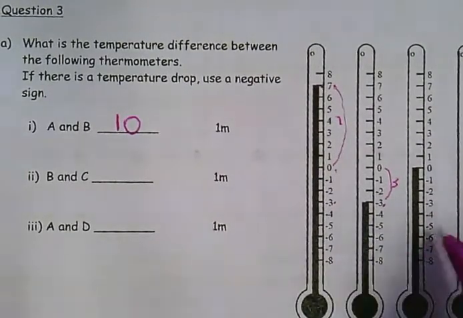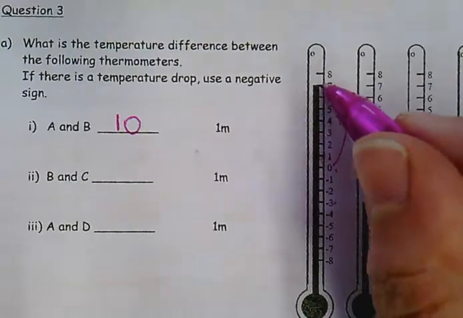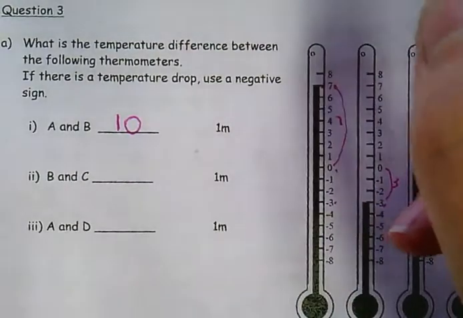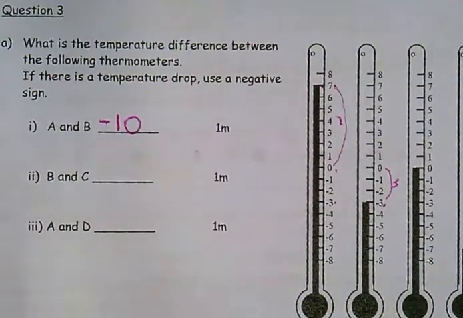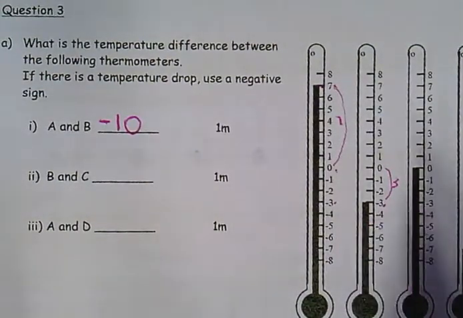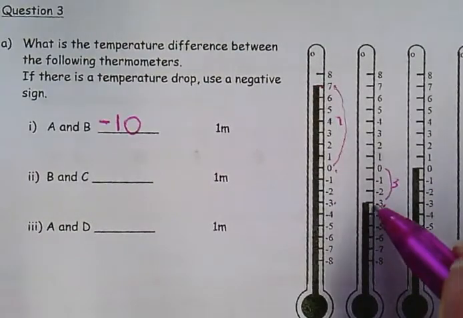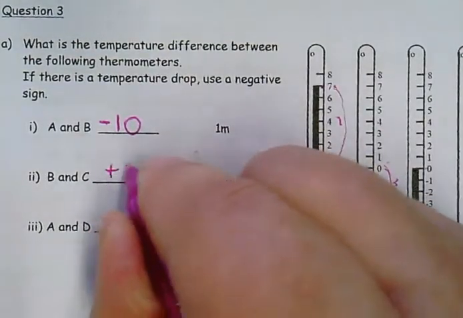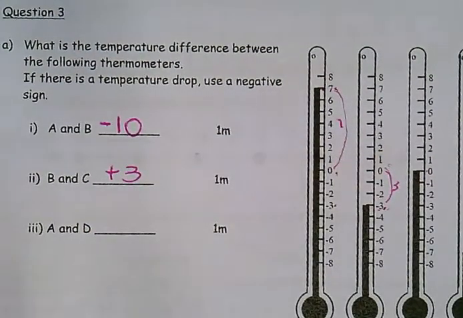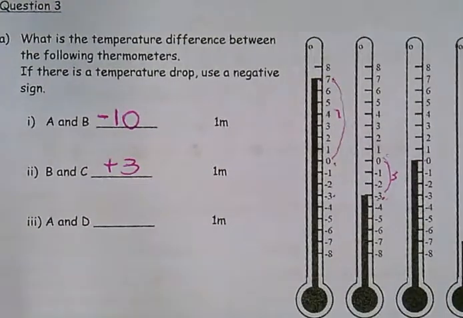Now from thermometers B to C. So that is a drop from A to B. So if there is a temperature drop, we use a negative. So we've gone down 10. Now let's look at from B to C. We've gone up. Up from B, up from negative 3 to 0. So we can already see that that difference is up 3. Okay. I can write plus 3 or just 3.